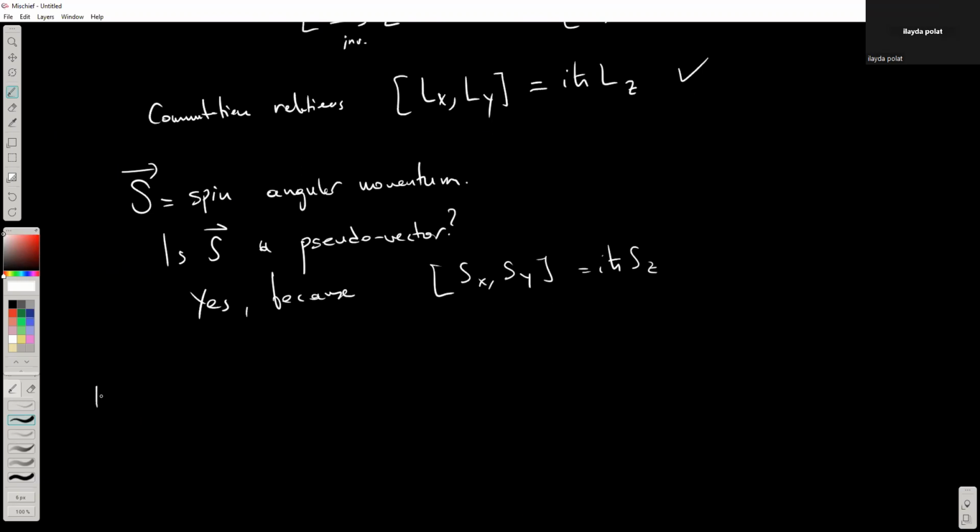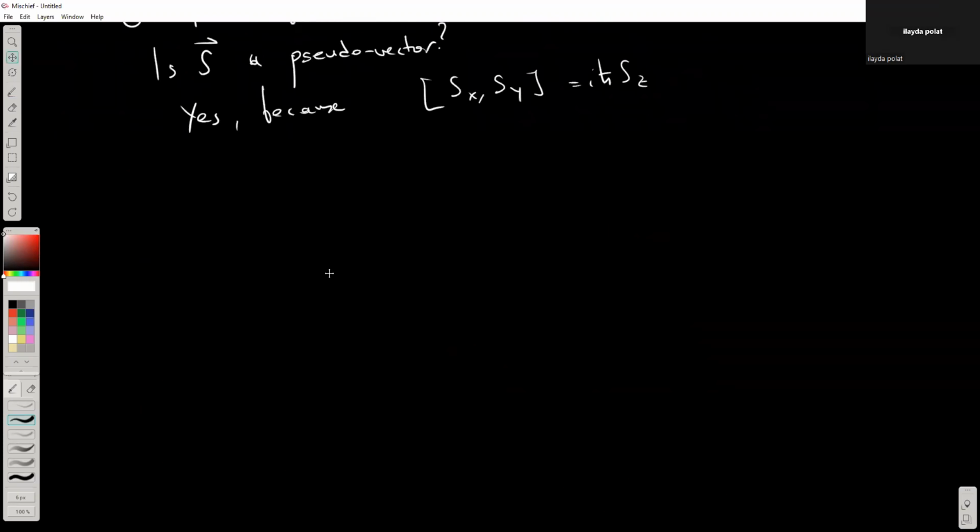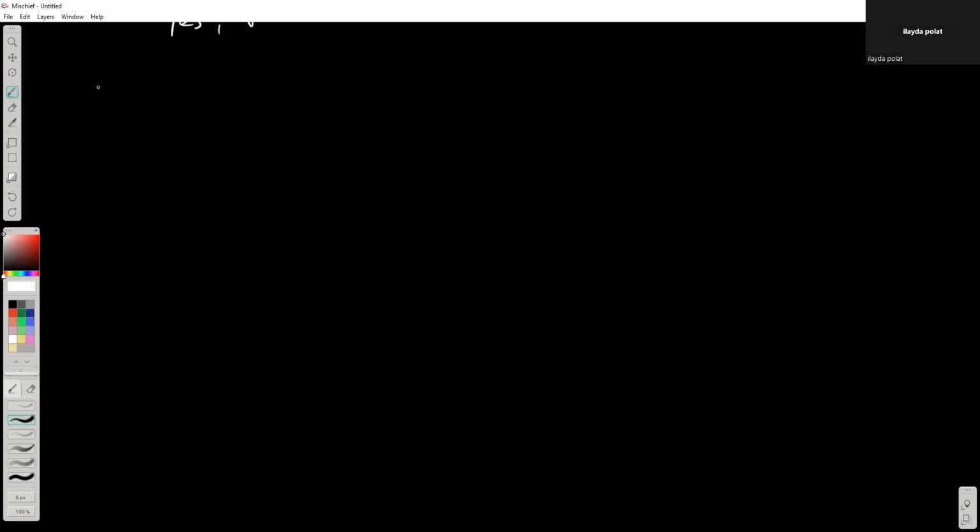Okay. So the next thing is this. All right. So all the angular momenta, therefore, are pseudo-vectors, right? So that's also consistent with this general picture too. Okay, so the next thing is this.